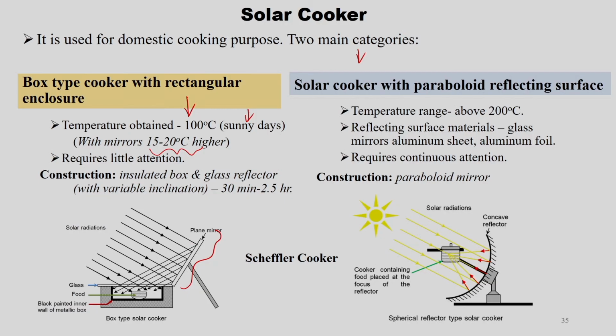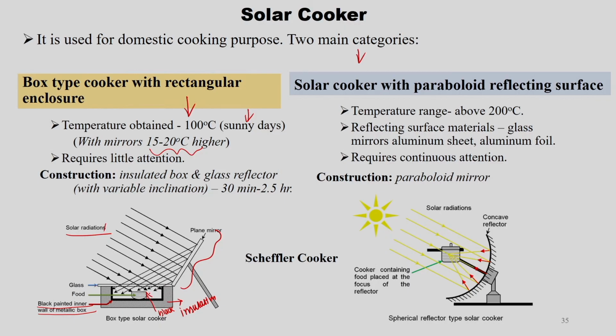The construction wise, if you see, this is the black painted inner wall of the metallic box. This is the metallic box, insulated; this is insulation. Inside this box there is a black painted inner wall, and the food is kept in the container. If this container is also black, that would be good for absorptivity, and above is the glass cover. If you see this plane mirror, the solar radiation hits the plane mirror, and that way it is reflected inside the box type solar cooker.